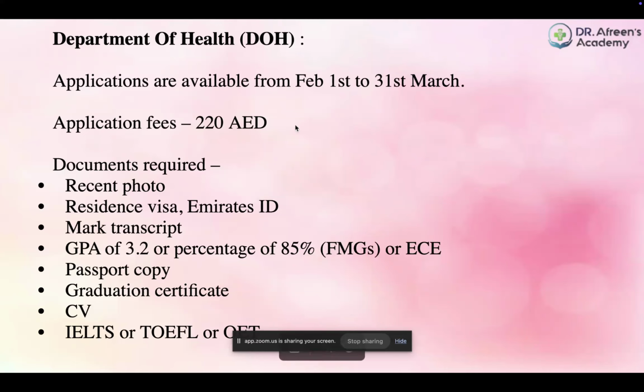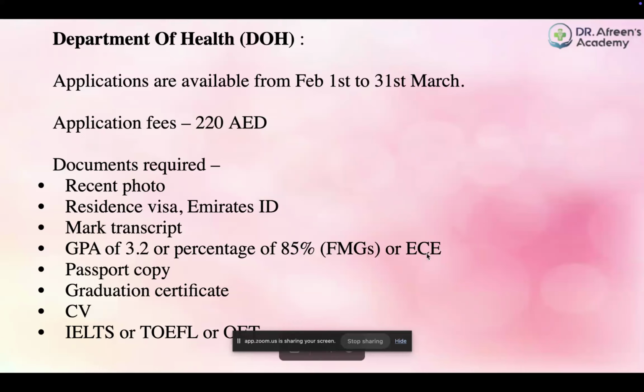The application fee is 220 AED, and documents required are again the same, just like the others: recent photo, residence visa, Emirates ID, your marks transcript, your GPA needs to be 3.2 for DOH. DOH is pretty strict, if I may say. They need bright students. They really look at your GPA with hawk eyes. They want your GPA to be really good, or a percentage of 85, which I believe is very high for an FMG or any other graduate.